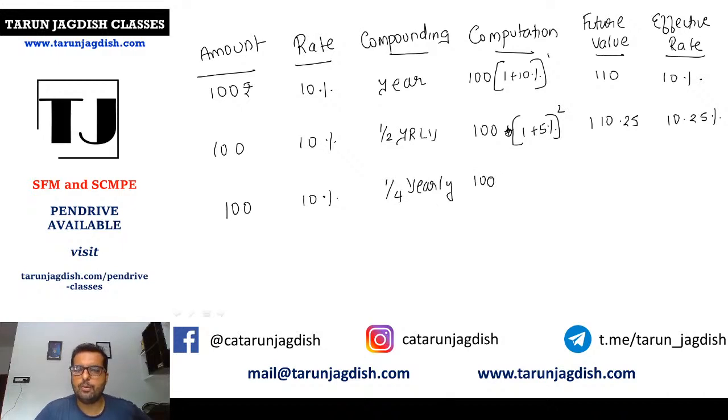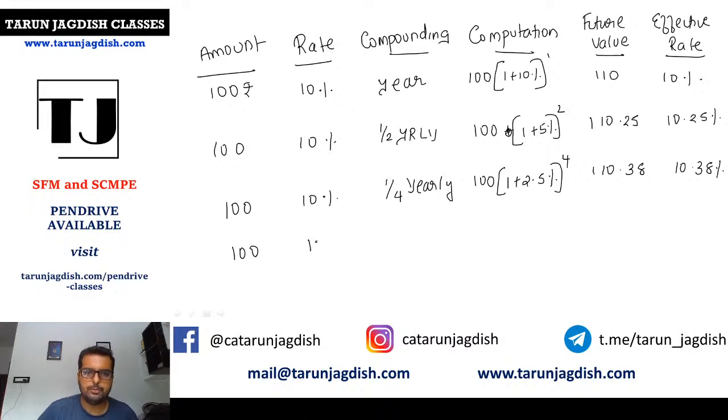Suppose the same 100, 10%, but I am doing it quarterly. The formula will be 100 into (1 plus 2.5%) whole raised to 4. I'll get the answer as how much? 110.38, and my effective rate will turn out to be how much percentage? 10.38%.